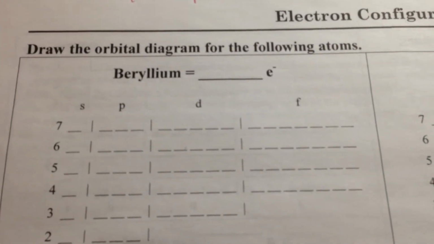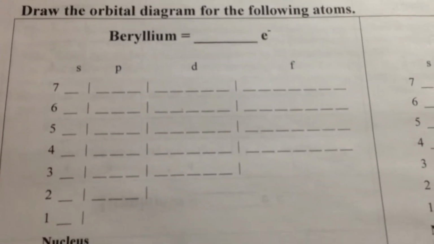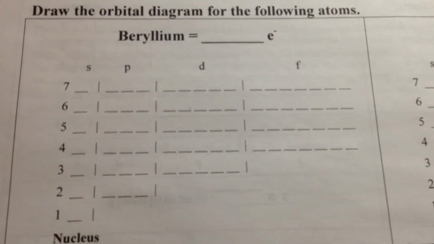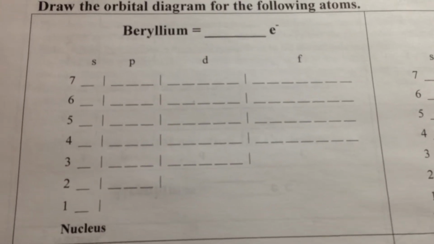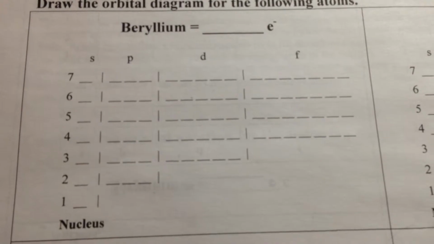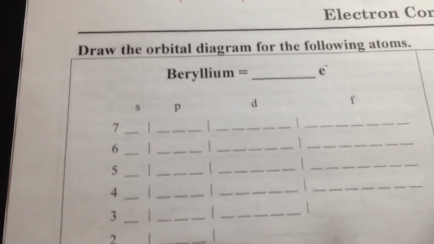So our first problem here is beryllium. Of course, we need to know how many electrons are in the beryllium atom so that we can correctly draw the right number of electrons in our diagram here. So we go to our periodic table to figure that out, and we find beryllium and see that beryllium is atomic number 4, and so that tells us that beryllium has 4 electrons.